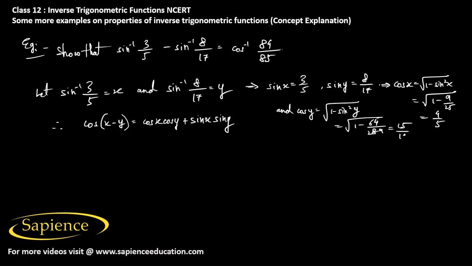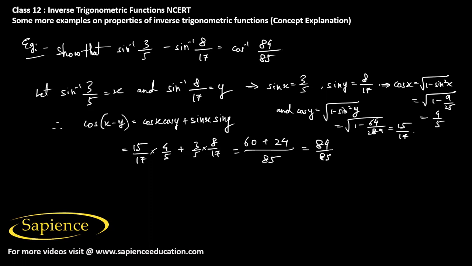So it is 15 by 17. Therefore this will be 15 by 17 into 4 by 5, plus 3 by 5 into 8 by 17. So 17 5s is 85, and 15 4s are 60 plus 3 8s are 24. So this is 84 by 85.